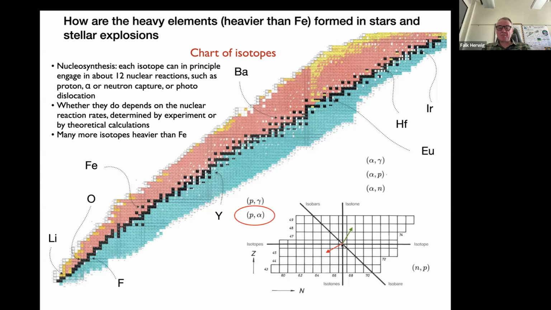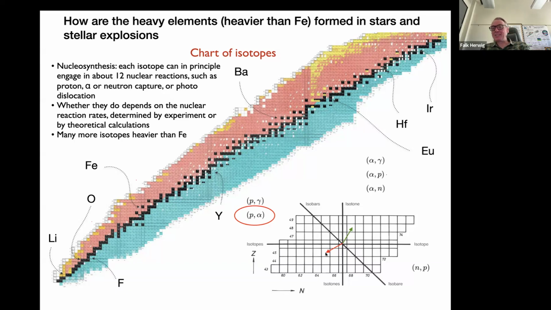So how does it go? Remember, in the chart of isotopes, neutrons go to the right, protons go up. So we're capturing a proton, so we go one up, and then we release an alpha. An alpha particle has 2 protons and 2 neutrons, so we go 2 down and 2 to the left. So this red arrow marks a p alpha reaction. We'll see an example in a moment: nitrogen-15 p alpha carbon-12 is a famous example.